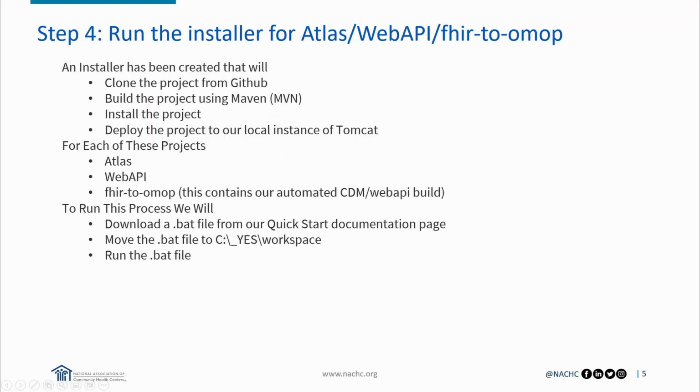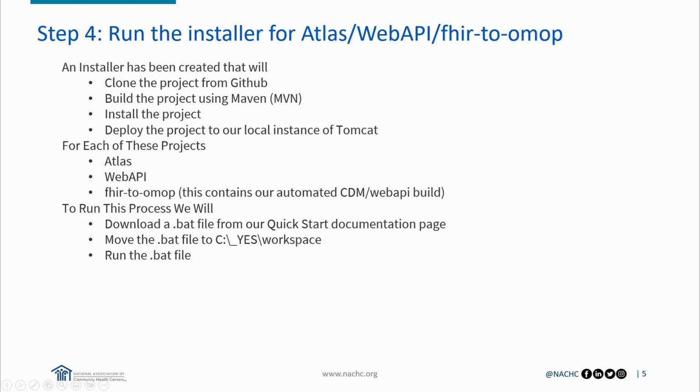Step 4, we're now going to install the Odyssey applications. We're going to install Atlas, WebAPI, and the fhir-to-omop tool suite. This is going to be done by downloading a bat file from our quick start documentation page, moving that file to our Yes workspace and running the batch file.